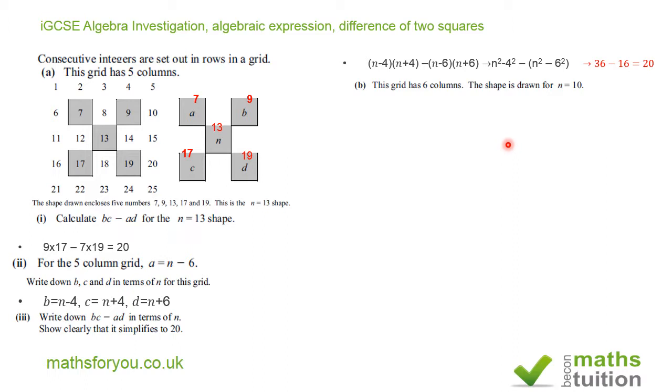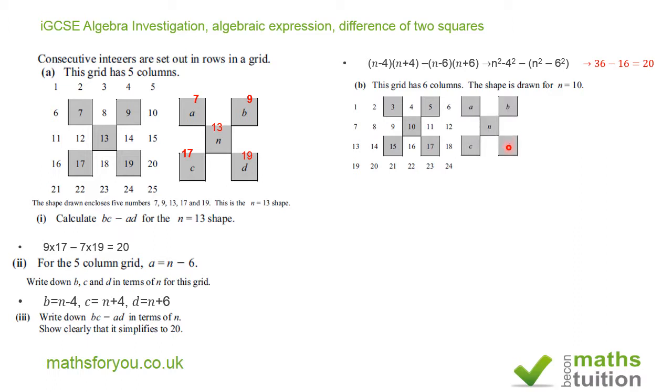It says this grid has 6 columns. The shape is drawn for n is equal to 10, so 10 is going to be in the middle. So that's what we got. That's n is equal to 10, because 10 is in the middle there. And it says calculate the value of BC minus AD for n is equal to 10. Okay, so we're going to do n minus 5, because B in this case is 5. Okay, and 10 minus 5 will give us 5, times n plus 5, because 10 plus 5 will give us 15, which is that one there.